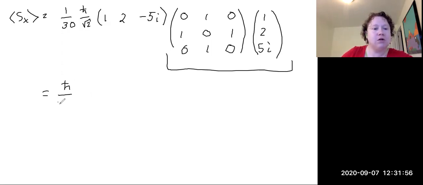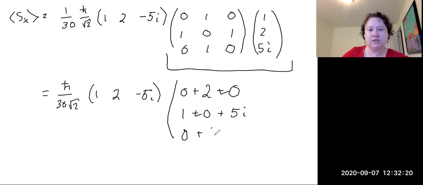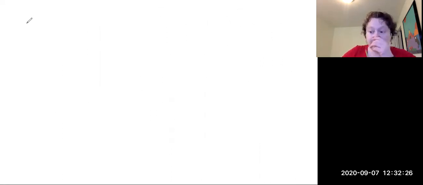I'm going to start by multiplying the matrix times the vector because I'm more comfortable going that direction. So h bar over 30 square root 2, 1, 2, minus 5i. Here I get 0 times 1, so that's just 0, plus 1 times 2, plus 0. And here I get 1 plus 0 plus 5i. And then I get 0 plus 2 plus 0. Let's go to the next page.